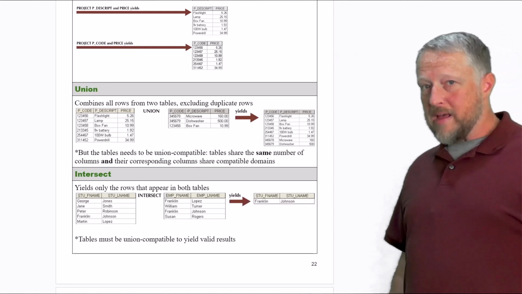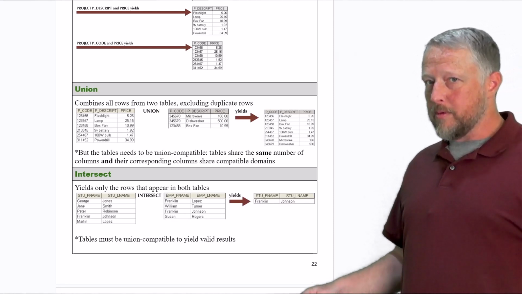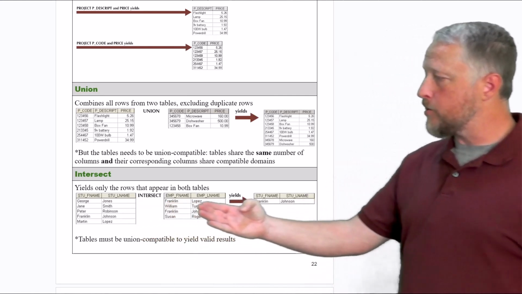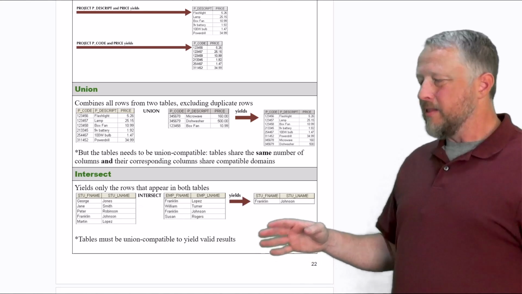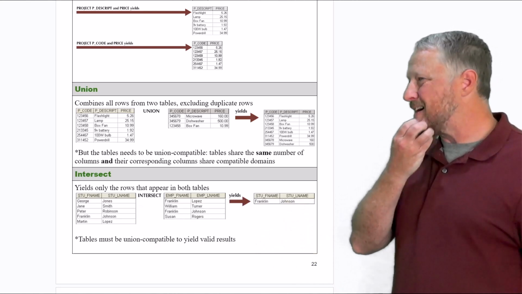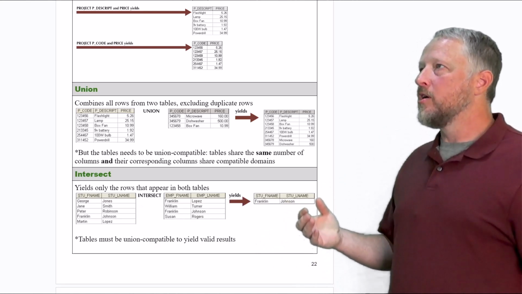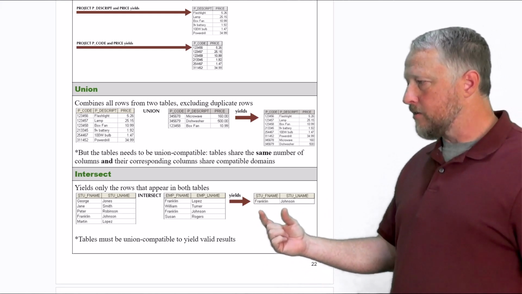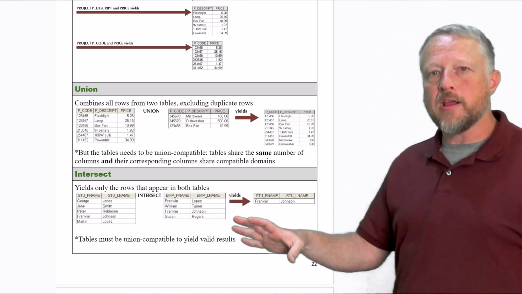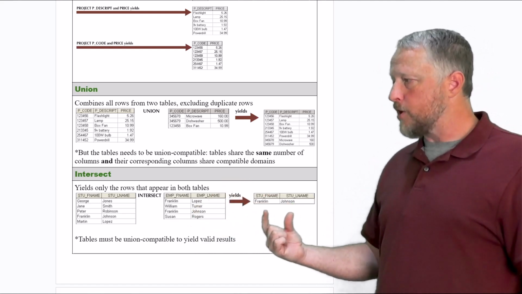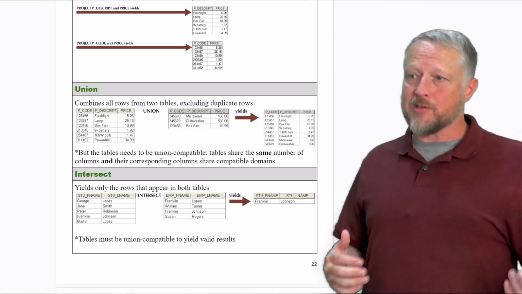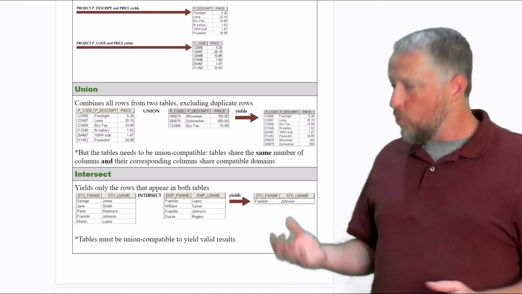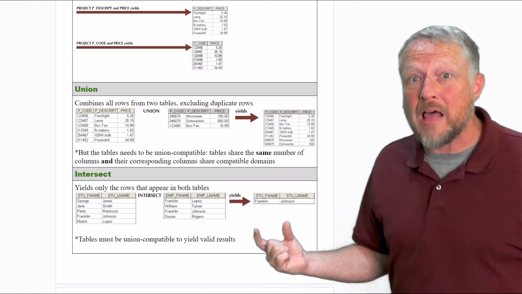Is your discrete math class starting to bring back some memories here? Intersect yields only the rows that appear in both tables. And by the way, this is really, really powerful because this also helps with redundancy. Here we have Franklin, Johnson in both the tables, which may be legit, but it also helps us determine that, hey, personally, I was actually a student and a professor at the same time. And that caused problems, by the way.